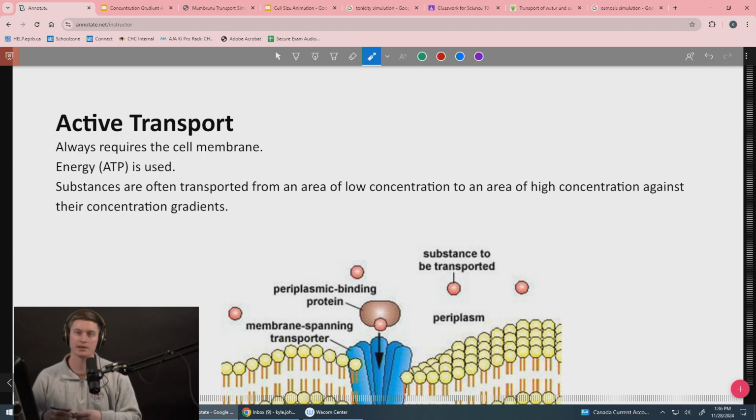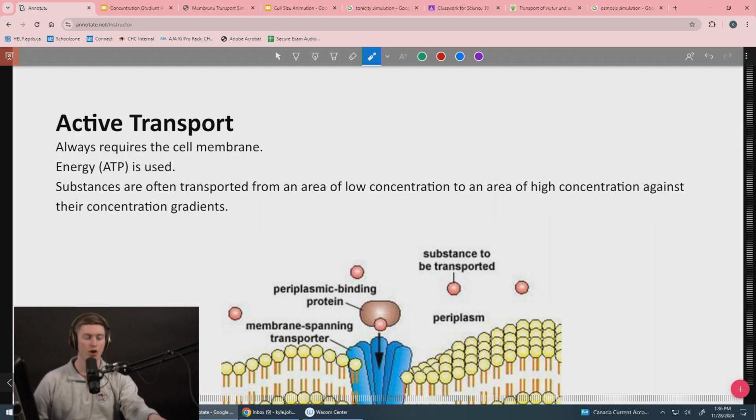All right, welcome back. The last lesson was pretty long, so this one will hopefully be shorter. Today we're going to talk about active transport. Last lesson was about the cell membrane structure and then passive transport.